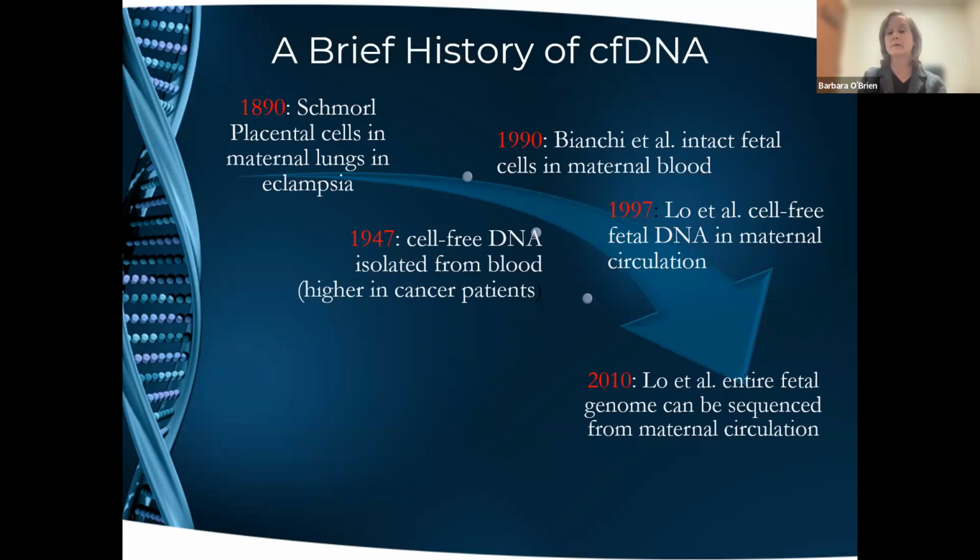In 1990, Dr. Bianchi et al. found that intact fetal cells are found in the maternal circulation. And then a landmark study by Dr. Dennis Lo et al. found that cell-free fetal DNA was found in the maternal circulation. This was really groundbreaking and a proof of concept paper. And then Dennis Lo in 2010 found that the entire fetal genome can be sequenced from the maternal circulation.